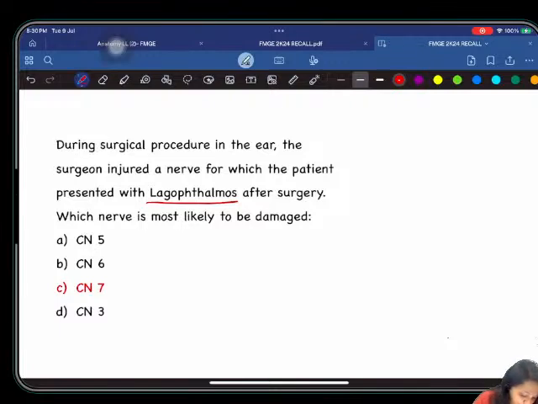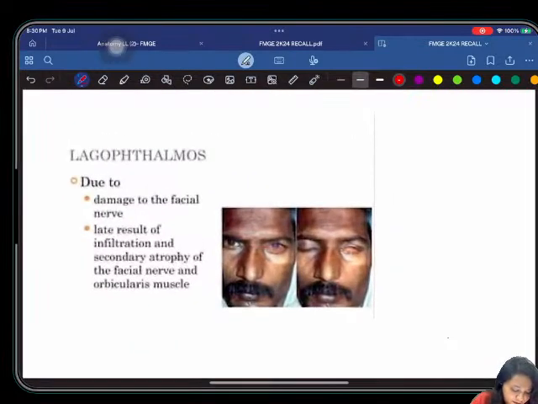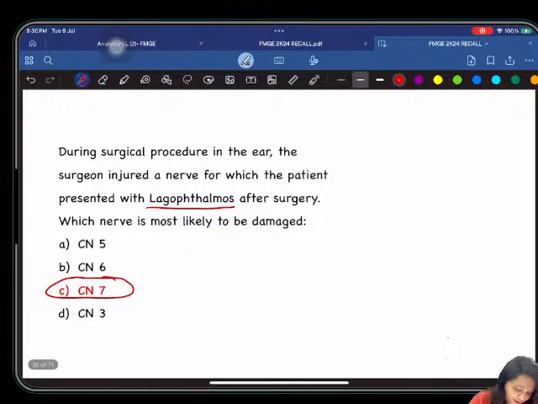So the answer is your seventh cranial nerve. And why is the answer so? Because lagophthalmos is mostly due to the damage of the facial nerve, okay, and this will result in infiltration and secondary atrophy of the facial nerve and the orbicularis muscle. So you will observe the facial nerve lagophthalmos, mostly due to the injury during the ear surgery. There might be injury of the facial nerve leading to lagophthalmos. So the answer is your facial nerve, that is the seventh cranial nerve.